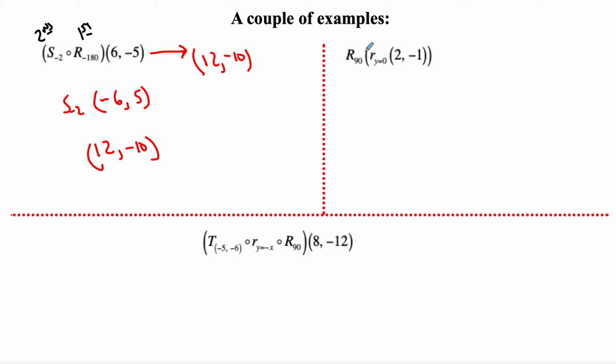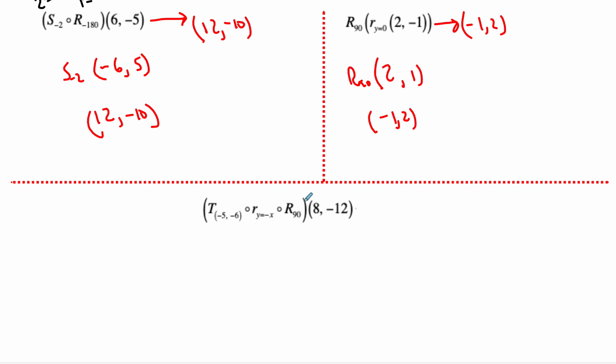Same thing here, different notation, but I'm still going to the closest thing. So reflection over y equals 0, reflection over the x-axis would become 2, 1. And then I do an R90, which is opposite y, x. So this becomes -1, 2, just like that. And here's a 3 first. So you just want to basically show all your steps so you don't mess something up.